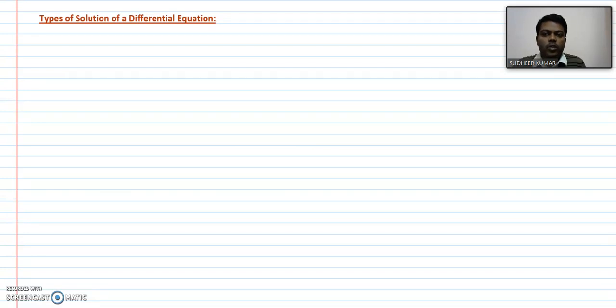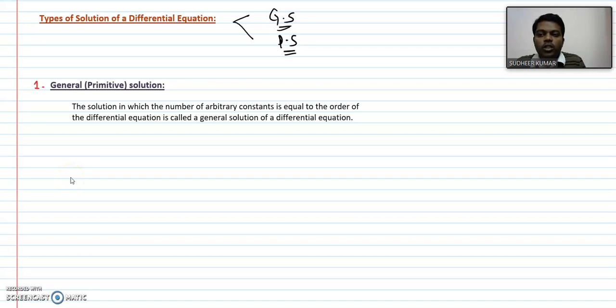Types of a solution of a differential equation. These are of two types. The first one is the general solution and the next one is the particular solution. General solution: the solution in which the number of arbitrary constants is equal to the order of the differential equation is called a general solution of a given differential equation.